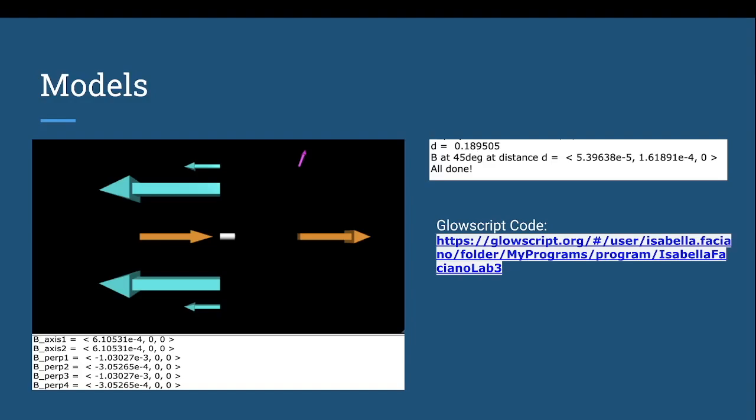Below is a GlowScript model of the data that we collected and this experiment in general. The cyan arrows represent the magnetic field when it was perpendicular, and it is pointing in the negative x hat direction. The orange arrows represent the parallel magnetic fields, which is in the positive x hat direction, and the magenta arrow represents the off-axis magnetic field, which is shown to have both x and y components.